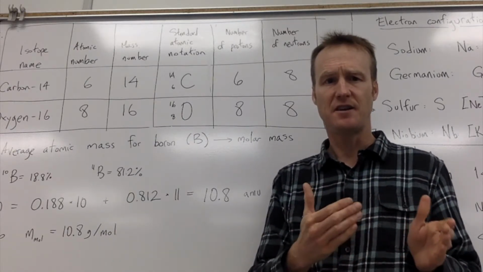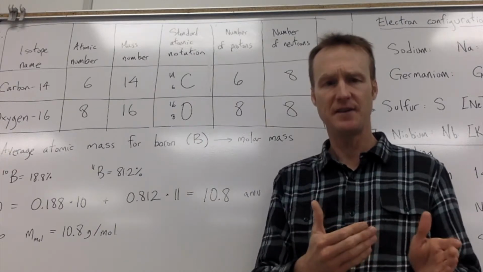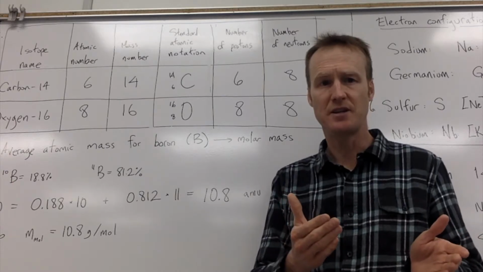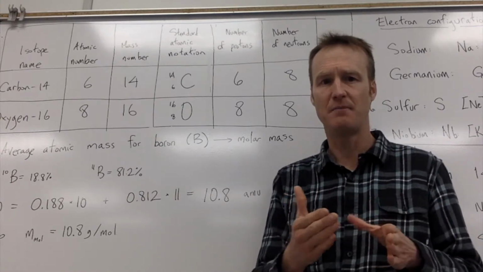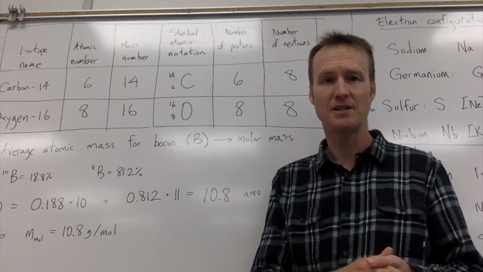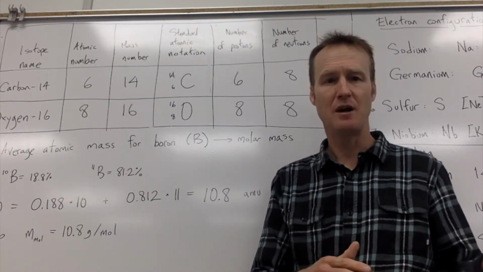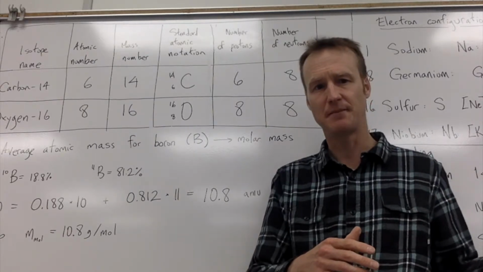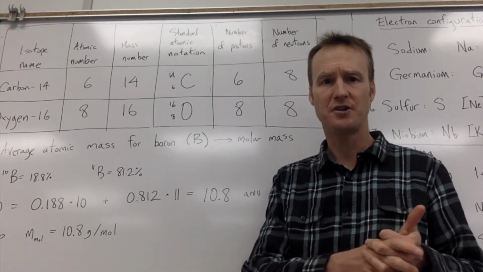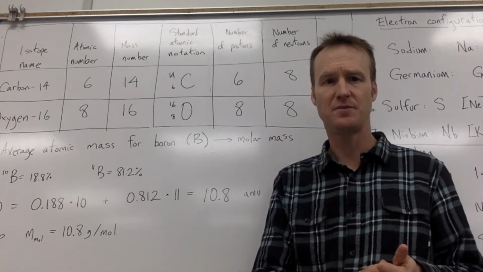This is because natural samples of any given element will be a mixture of isotopes. You can separate them. There's technology for doing that, but they're not normally going to be separated. If there's more than one possible isotope, whatever sample you have of that pure element will have some of one and some of another, but not necessarily in equal amounts. Some isotopes are much more common than other isotopes.